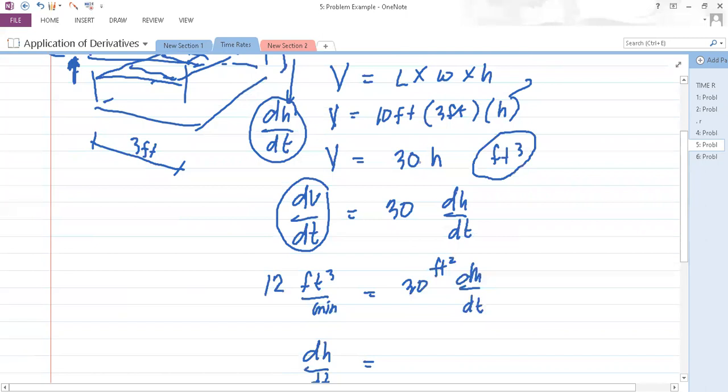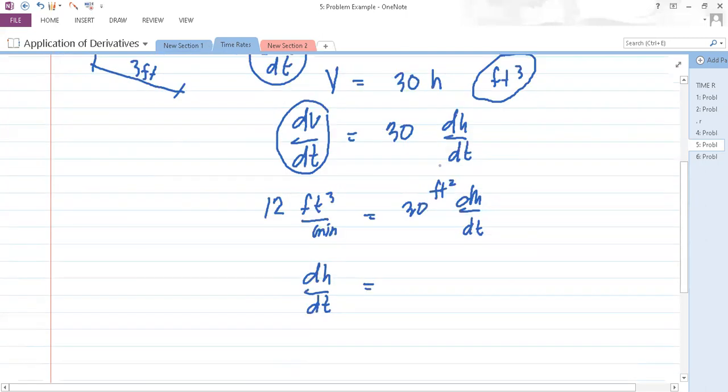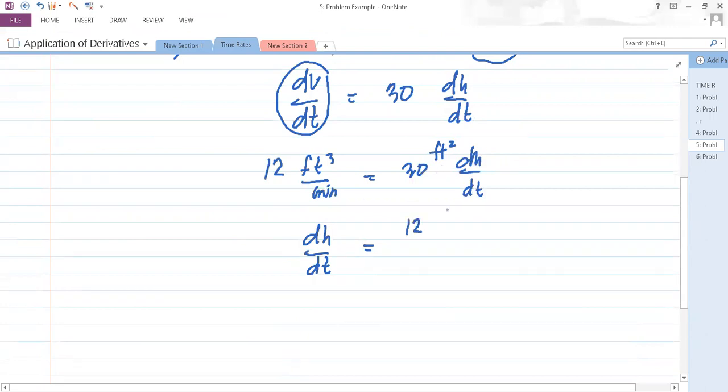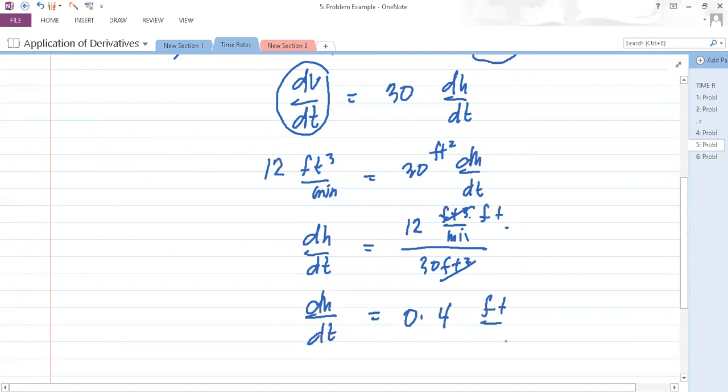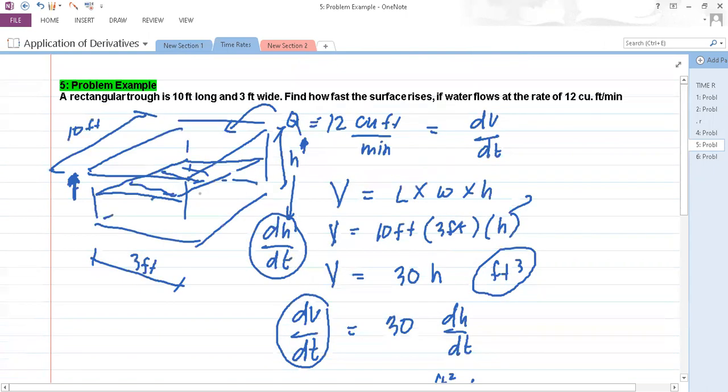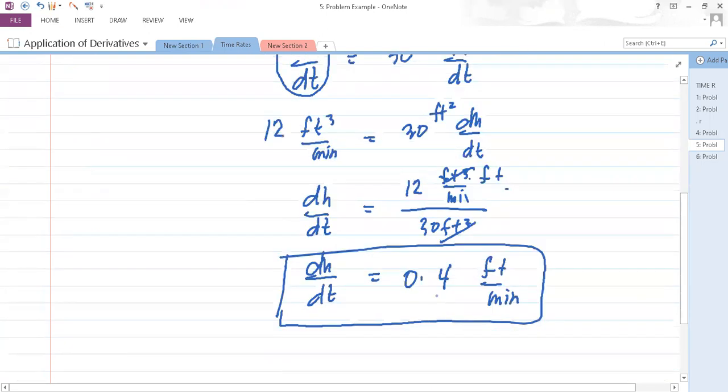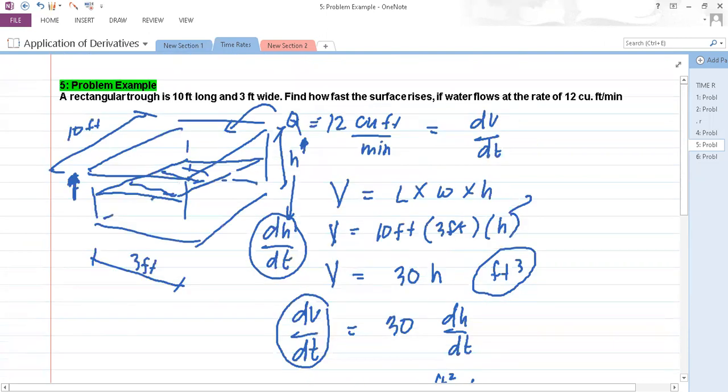Okay, but since in equation, 30 feet squared multiplied by the h. So if you divide 12 feet cube per minute by 30 feet squared, our dh with respect to time now, feet cube, magka-cancel yan, merong feet na isang matitira kasi feet cube over feet squared. Kaya merong isang feet, 12 divided by 30, that is 0.4 feet per minute. So this is the rate of the water rise. So ito yung rate niya, 0.4 feet per minute. That is how fast the surface of the water rises. 0.4 feet per minute. Okay?